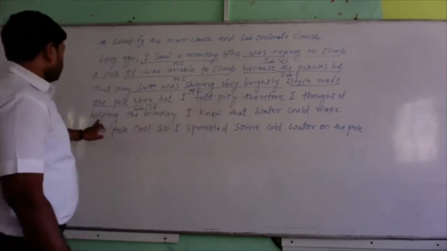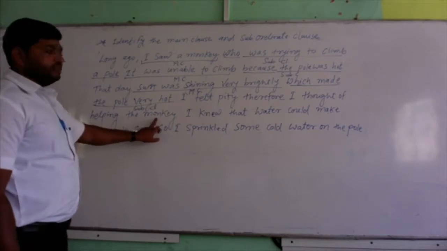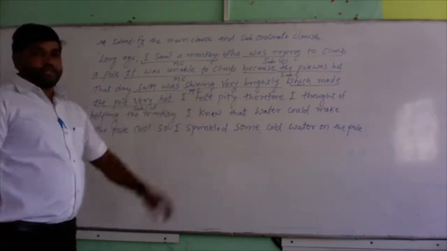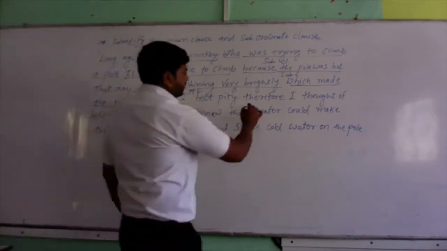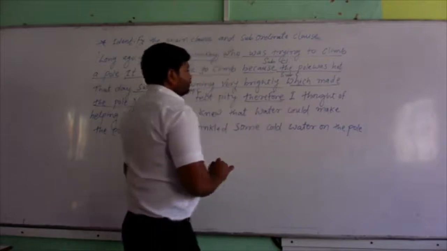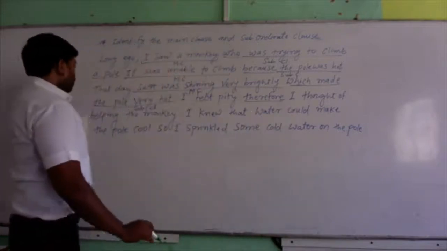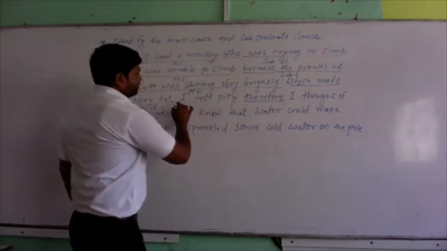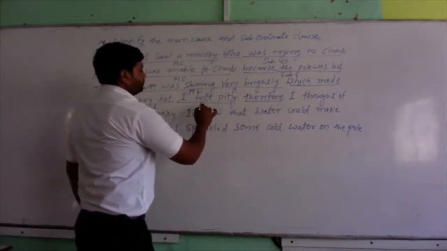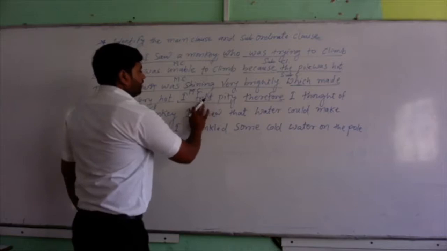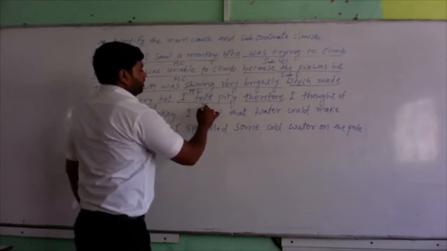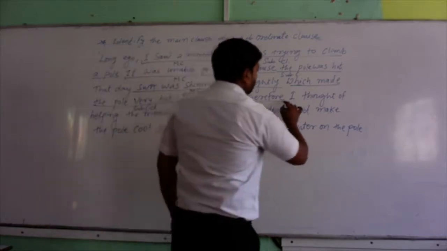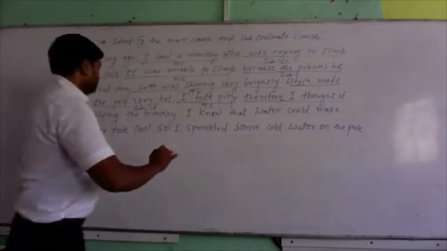Therefore, I thought of helping the monkey. I felt pity. Therefore, again connected. So, therefore I thought of helping the monkey, but I felt pity. It's a principal clause, or we can call it main clause. Okay, main clause. Therefore, I thought of helping the monkey.